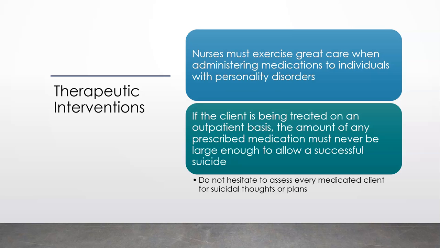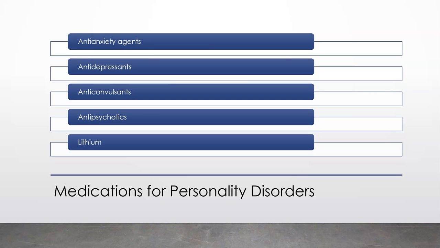If it's an outpatient patient, we want to make sure, right, with those tricyclic antidepressants, if you give them a 90-day supply, they can go and take it and kill themselves. So we want to make sure we're giving them okay doses so that if they do try to commit suicide, it's not on the medications we're giving them. Assess every medicated client for a suicidal plan. Y'all, we assess suicide all the time.